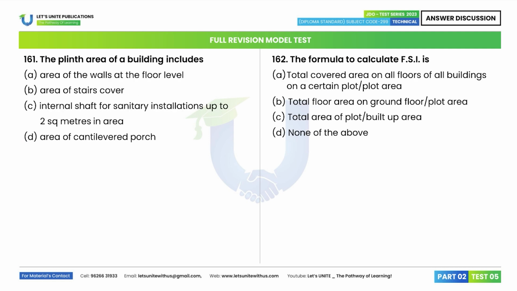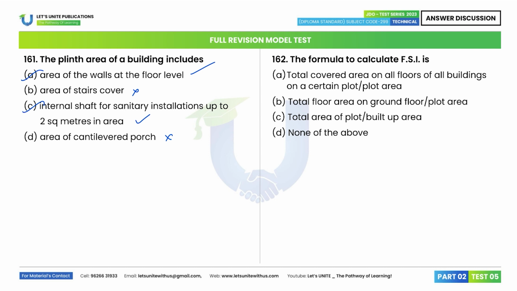Next 161. Plinth area of building includes. Plinth area includes area of wall and floor level, that is correct. Area of stairs cover does not come. Internal shaft for sanitary installation up to 2 square meter area is correct. Area of cantilevered porch does not come. So option A and C both are correct. Note that down.